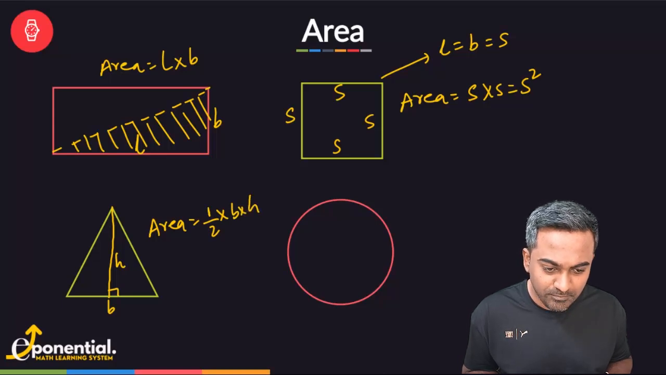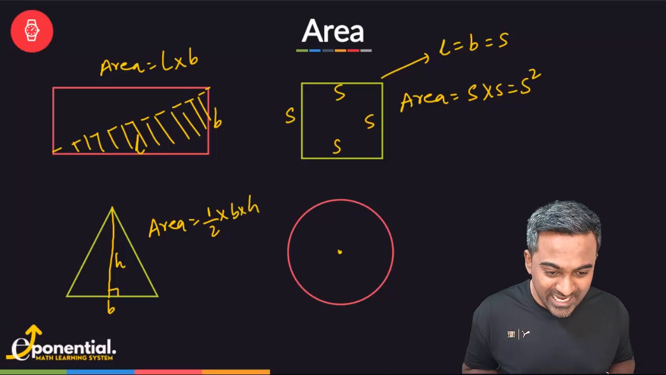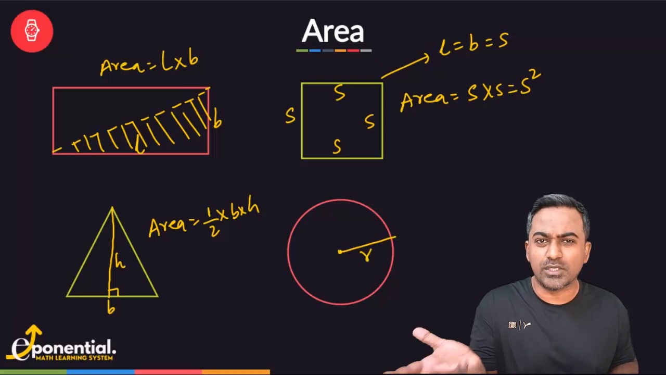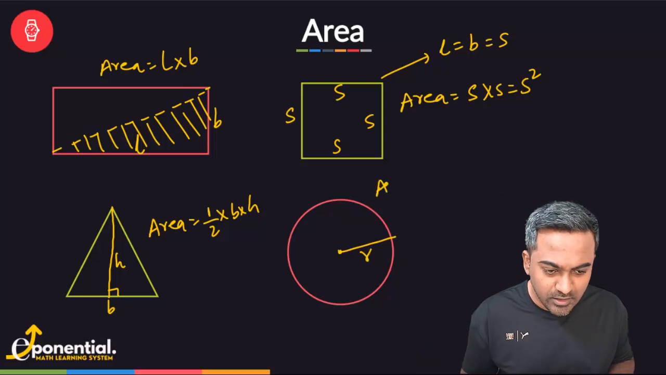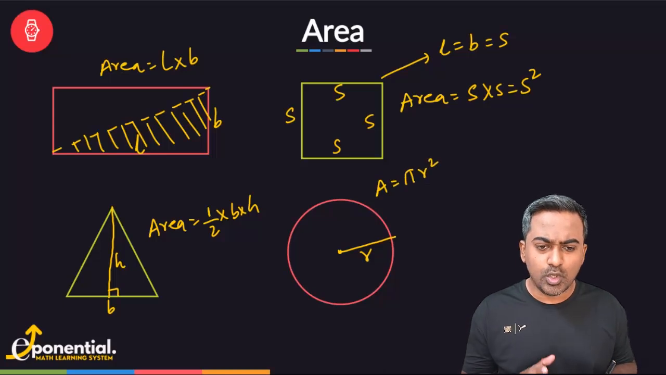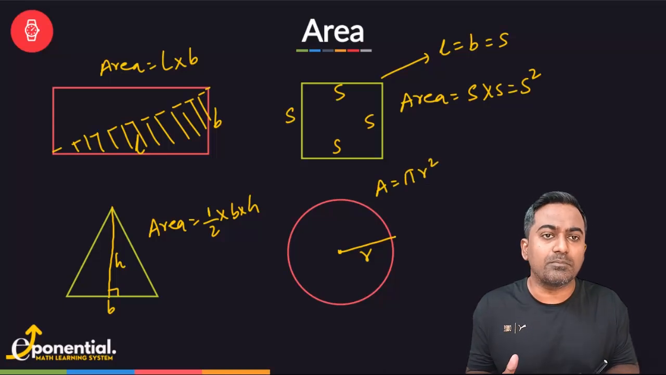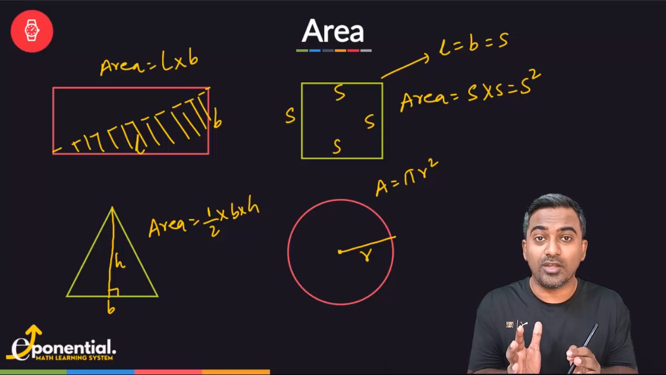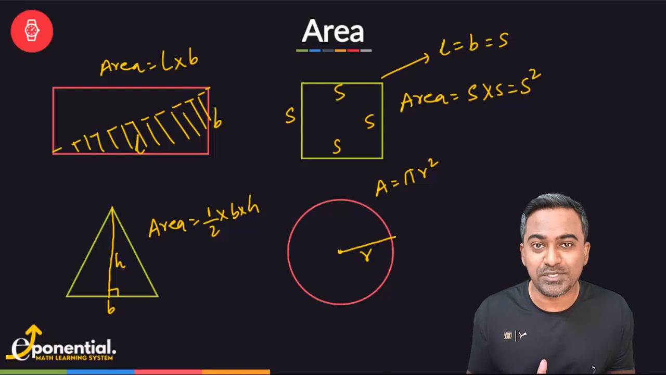And here I've got our favorite circle. This is the radius. Let's just say distance from the center to the circumference. What is the area of the circle going to be? Pi r square, right? So these are a few things that I'm sure you must be knowing: area of rectangle, square, triangle, and circle. Now, based upon these simple ideas, we are going to solve some really good questions.